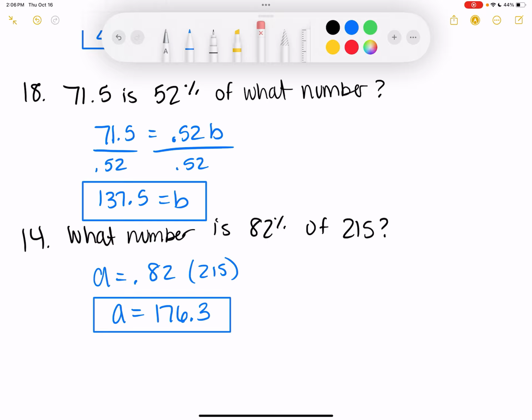Do we have an answer for 18? Yeah. What do we get for 18? 137.5. Should be 137.5. Do we have an answer for 14? 176.3. 176.3.